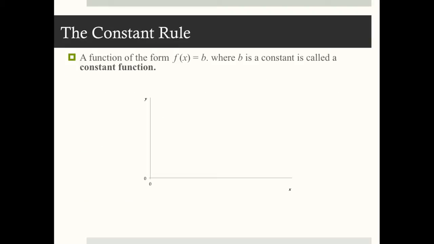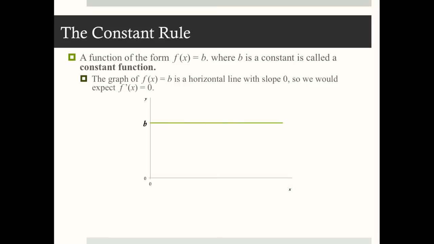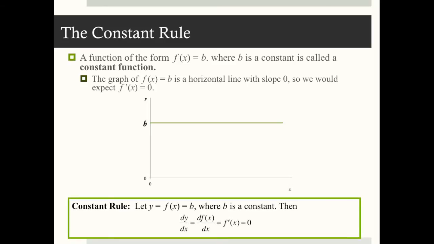Let's begin with the constant rule. A function of the form f of x is equal to b, where b is a constant, is called a constant function. The graph of f of x equals b is just a horizontal line, and a horizontal line has 0 slope. So we would expect that f prime of x is equal to 0. The constant rule tells us that if y is equal to f of x is equal to b, where b is a constant, then dy dx is equal to 0.